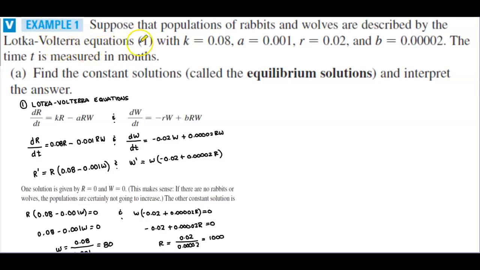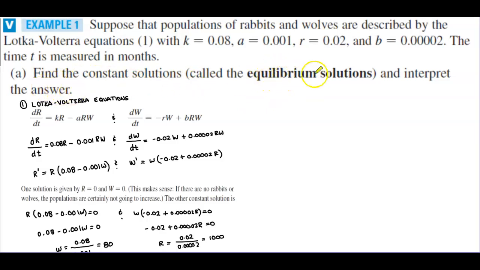Now for example 1, suppose that populations of rabbits and wolves are described by the Lotka-Volterra equations with the constant k equal to 0.08, the constant a, which is 0.001, constant r is 0.02, and the constant b is 0.00002. The time t is measured in months. So for part A, we want to find the constant solutions called the equilibrium solutions and interpret the answer.